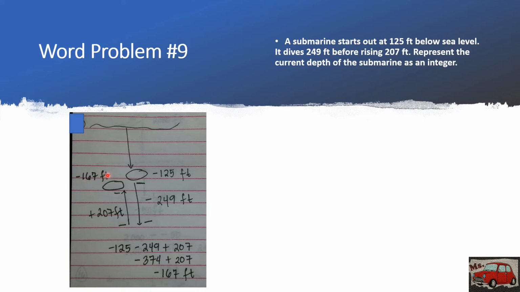Okay? So, if we do the operation, so we have negative 125 and negative 249. So, combine that two negatives, so you have negative 374, then plus 207, so that is yung nag-rise siya. So, again, we have the same answer, negative 167 feet. Okay?